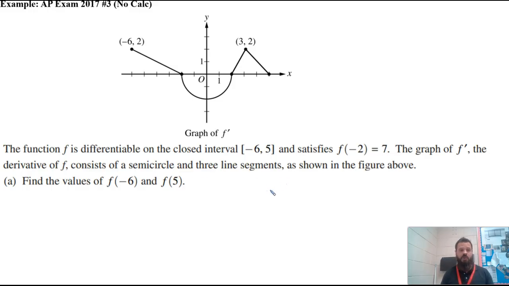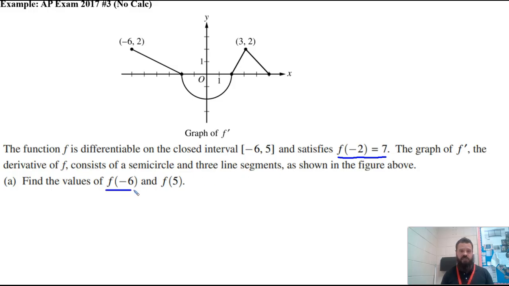All right, part A, we want to find the value of f of -6 and f of 5. Okay, so really two separate problems here. First part, f of -6, what we're going to use is our fundamental theorem of calculus. And the key is going to be having an initial condition. Without that, I would not be able to tell what the actual value is. Okay, I could still do integrals. I could figure out what the net change is, but I need this initial condition to actually find f of anything here.